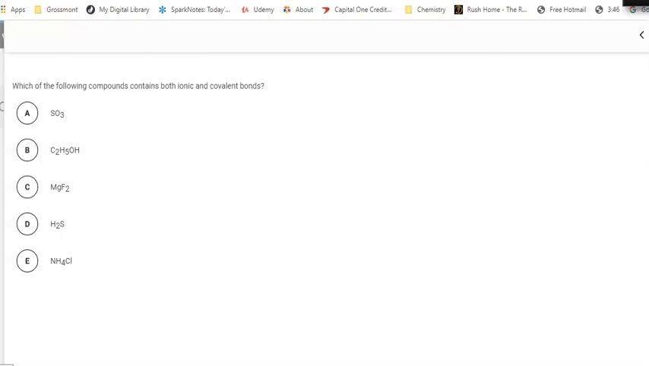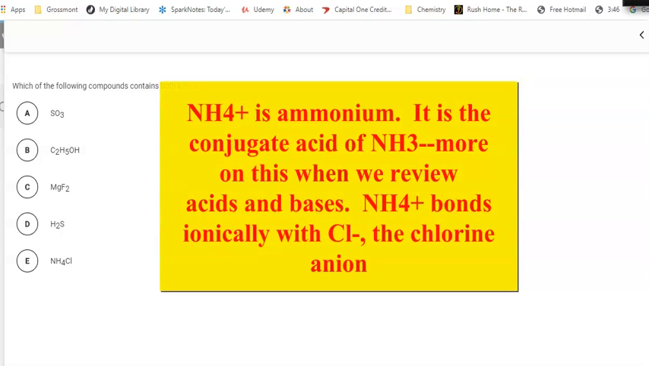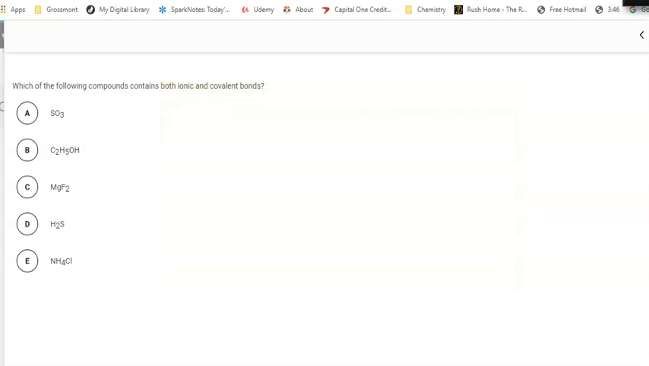Okay, the last one is a little bit tricky. We look at NH4Cl. NH4 are nonmetals. They're covalently bonded. However, NH4 is a cation. It has a positive charge. It's formed in an acid-base reaction, and it has a positive charge to it. The neutral molecule would be NH3, which is ammonia. That has no charge to it. But NH4 has an extra proton, so it has a positive charge.